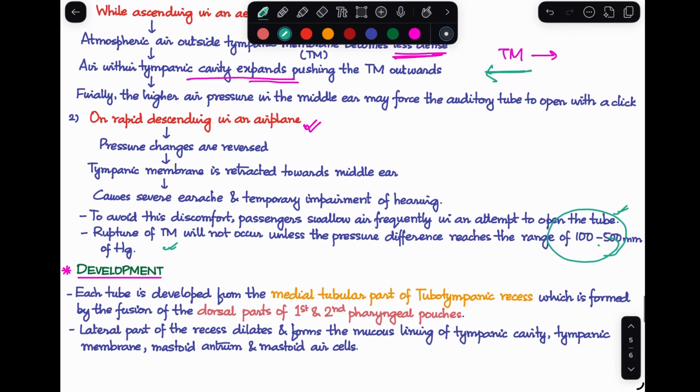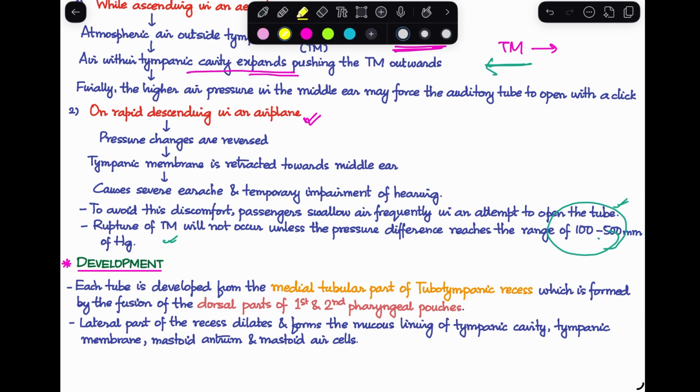Lastly, a little bit about the embryology of the Eustachian tube. It's actually quite simple. Each tube gets developed from the medial tubular part of the tubotympanic recess, which itself is formed by the fusion of dorsal parts of the first and second pharyngeal pouches. The lateral part of the recess dilates and forms the mucous lining of the tympanic cavity, tympanic membrane, mastoid antrum, and mastoid air cells. So our tube is developing from the medial tubular part of the tubotympanic recess, whereas the lateral portion is forming the rest of the middle ear cavity and mastoid.